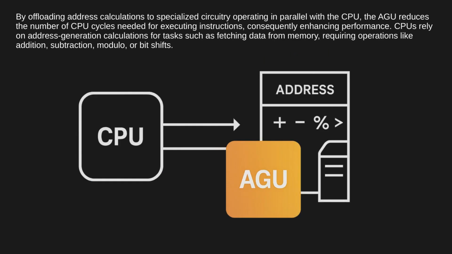By offloading address calculations to specialized circuitry operating in parallel with the CPU, the AGU reduces the number of CPU cycles needed for executing instructions, consequently enhancing performance. CPUs rely on address generation calculations for tasks such as fetching data from memory, requiring operations like addition, subtraction, modulo, or bit shifts.